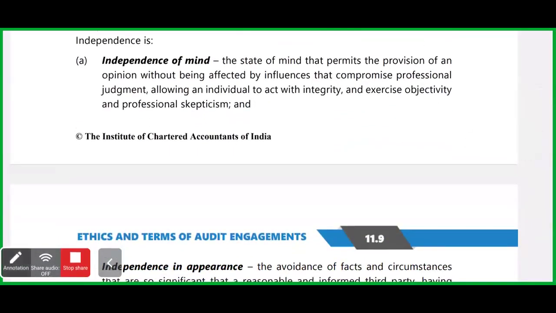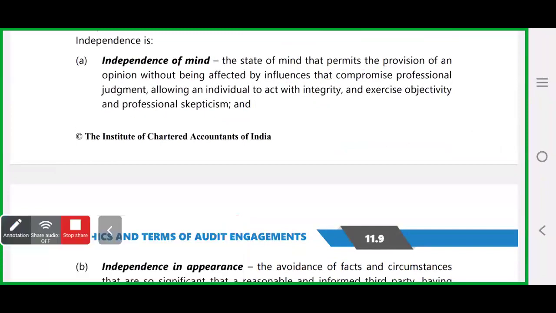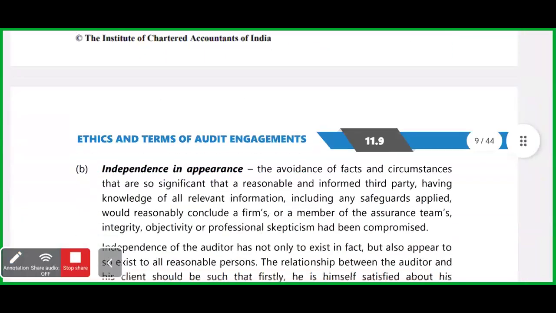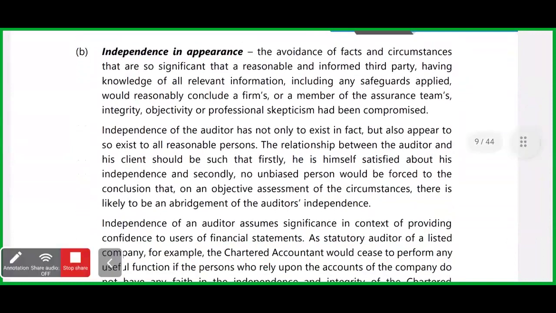Independence of mind is a state that permits the provision of an opinion without being affected by the influence of others. That is, the auditor has to act with integrity and exercise objectivity and professional skepticism. So this is internal, okay? Next is independence in appearance.